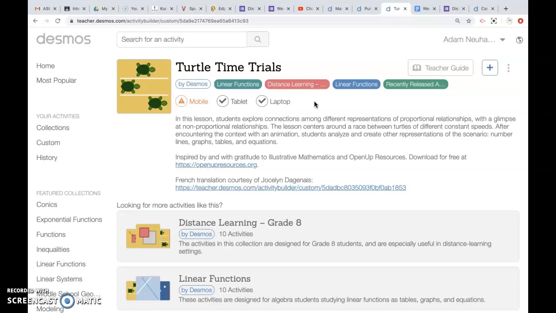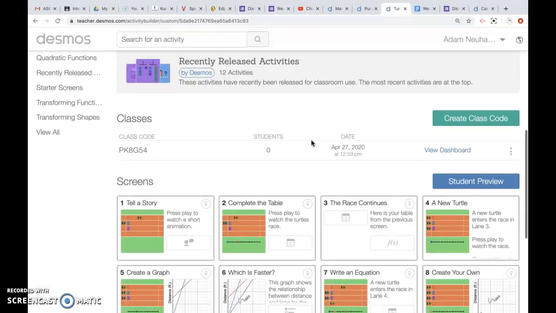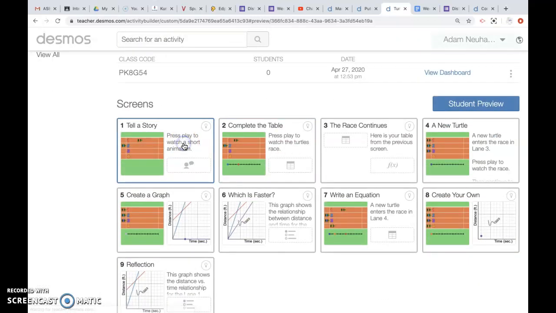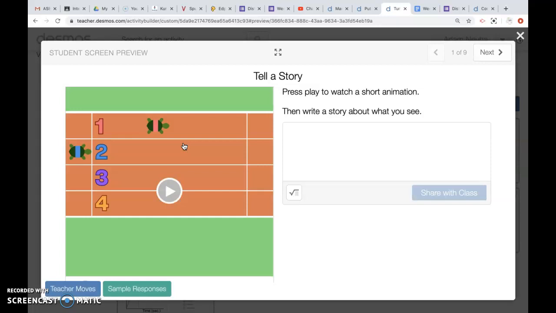Just go ahead and get started, and please read the directions very carefully, and make sure that you're spending enough time on each slide to really understand what's going on.